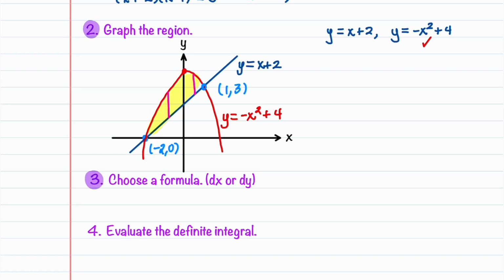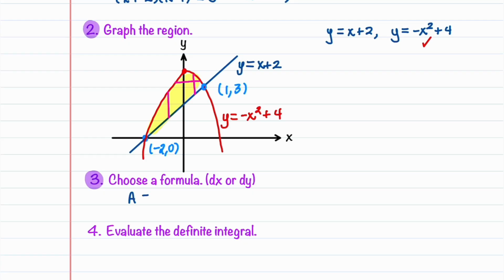We need to see if we have one curve on the right and one curve on the left. If we draw a horizontal line, you can see that we have the same curve on the right that we do on the left. So we do not want to integrate with respect to y. So we are going to choose the formula.